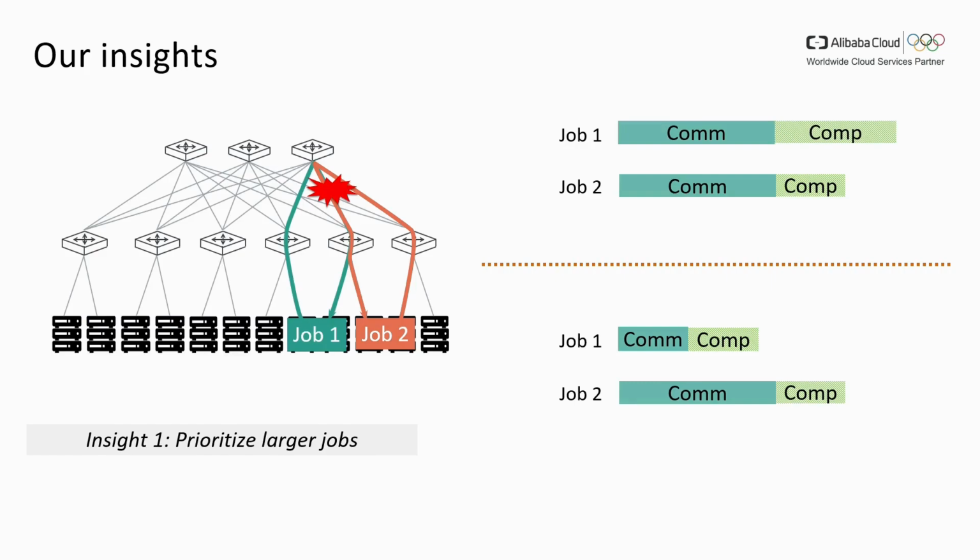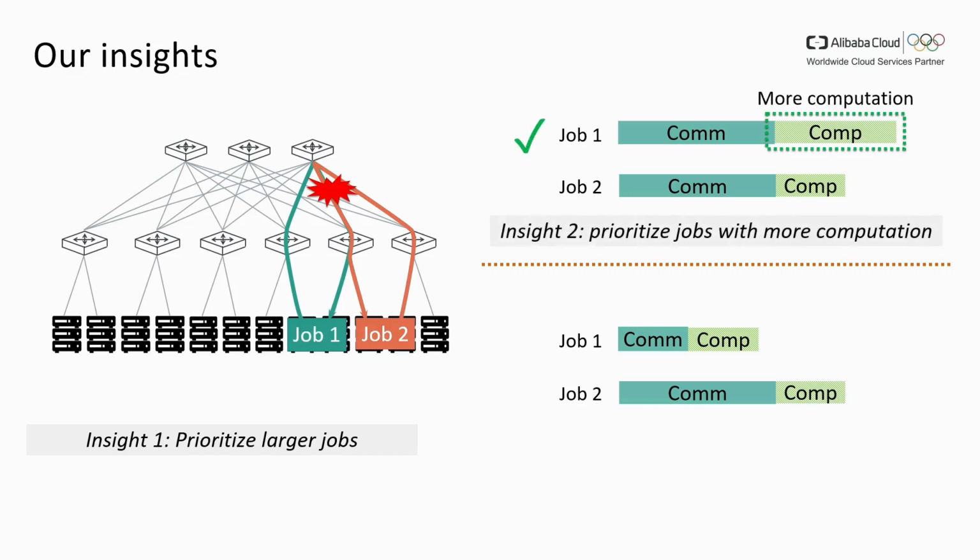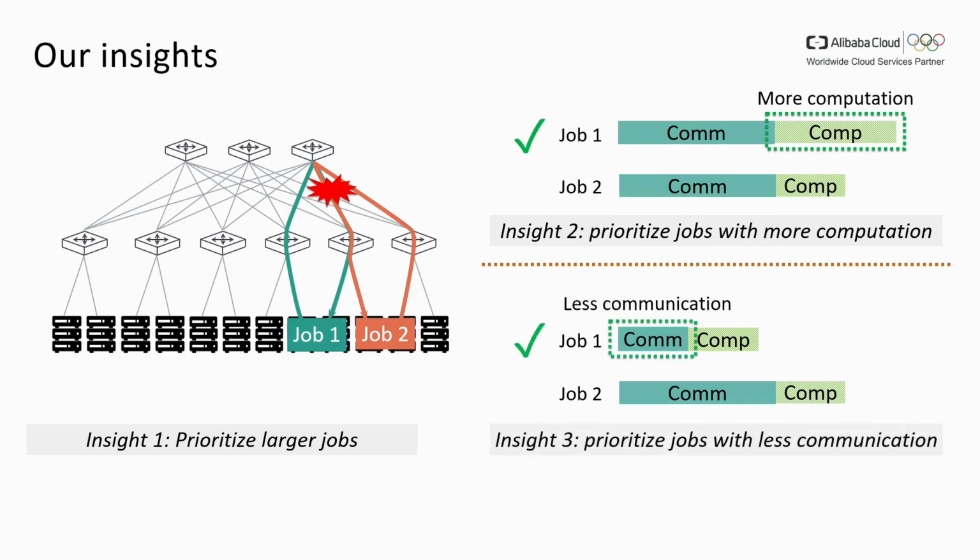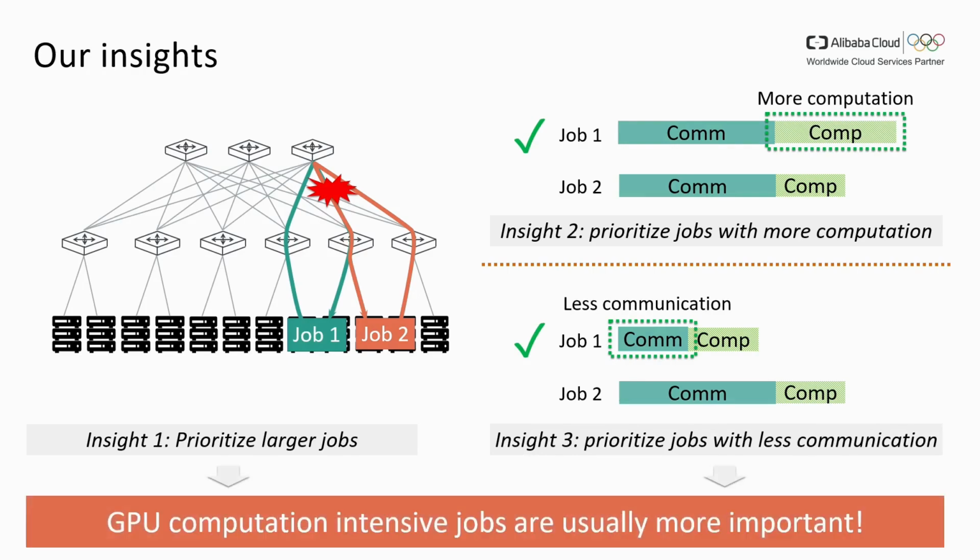Then we find that even if two jobs occupy the same number of GPUs, their priorities may still be different. Based on our experiment, for example, a job with a longer computation time should be prioritized. And similarly, a job with a shorter communication time should be prioritized. Now we get the common point of all the above insights, that GPU computation intensive jobs are usually more important.